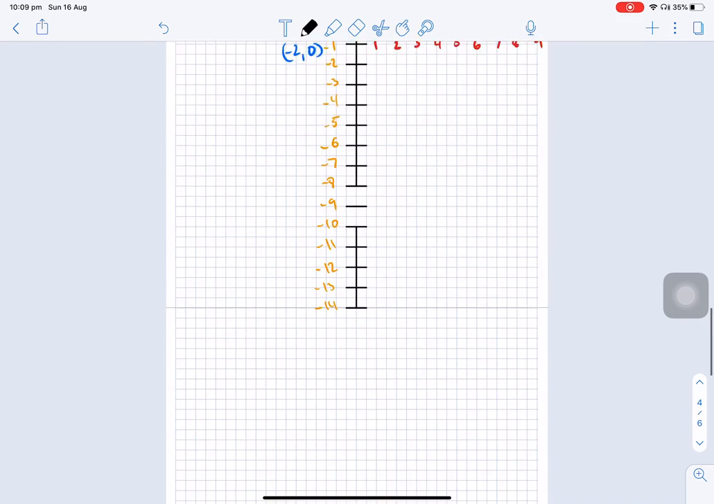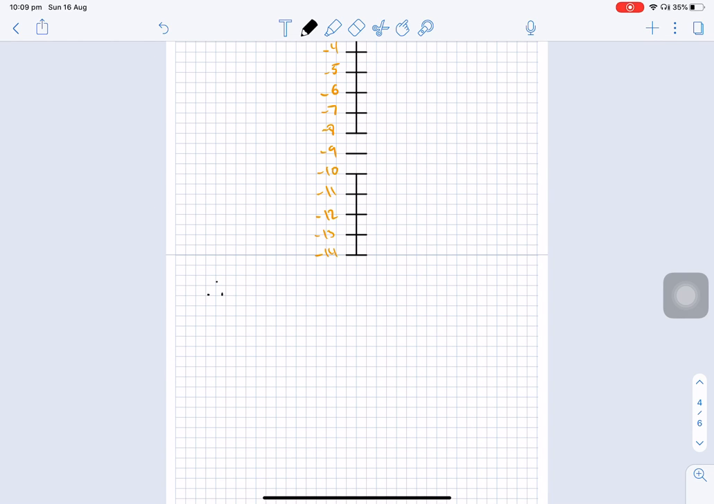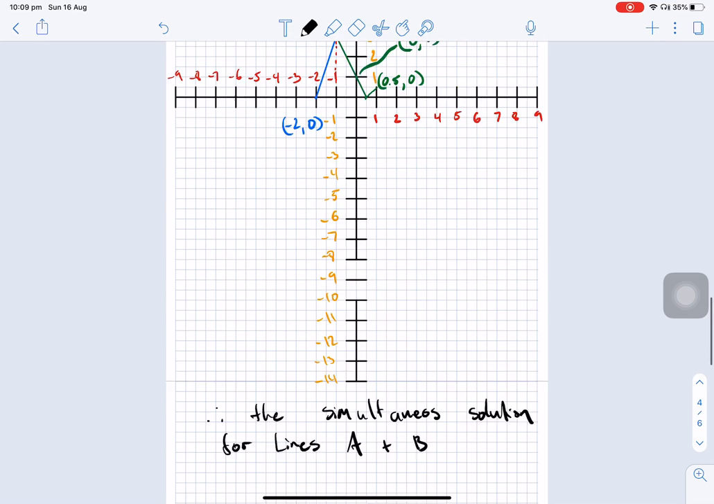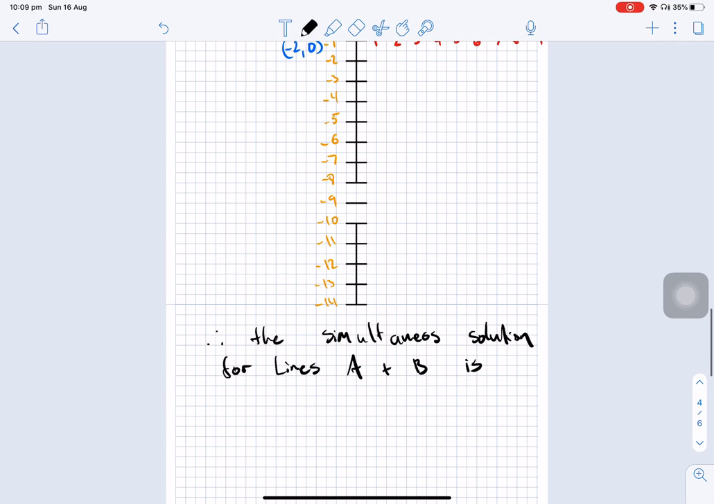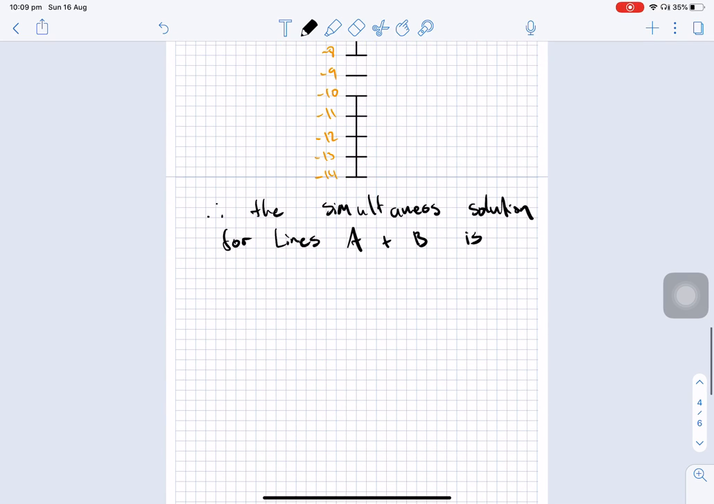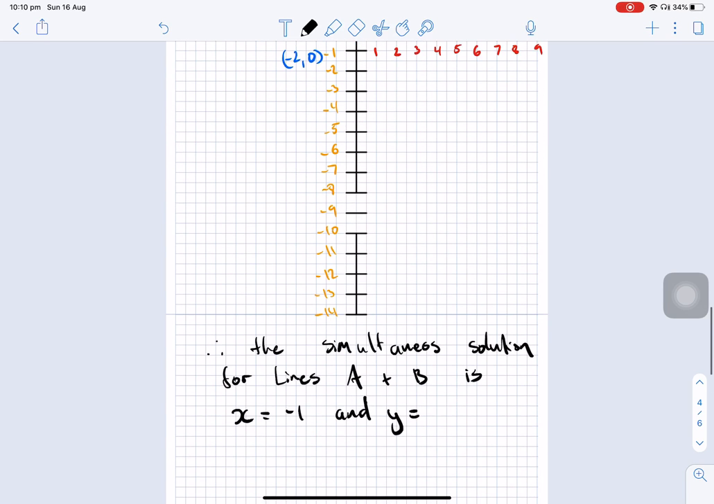So therefore, to get full marks, we say something like, therefore, the simultaneous solution for lines A and B is x equals -1 and y equals 3.